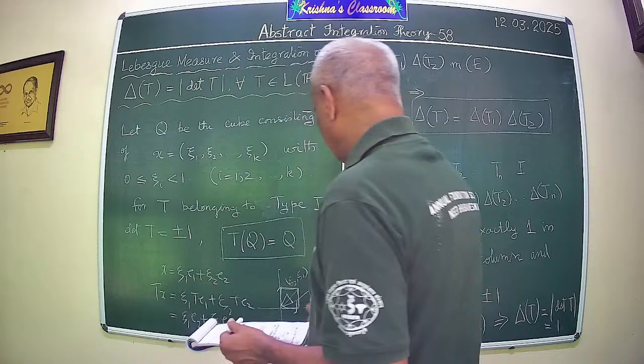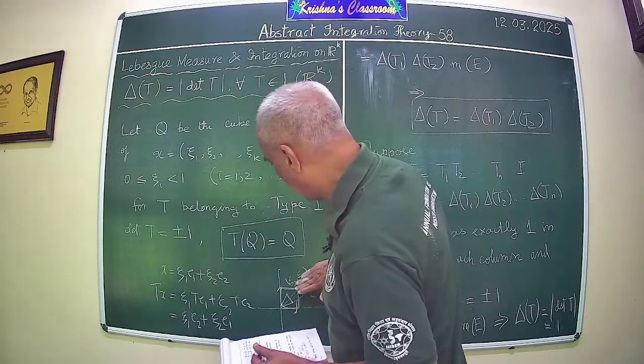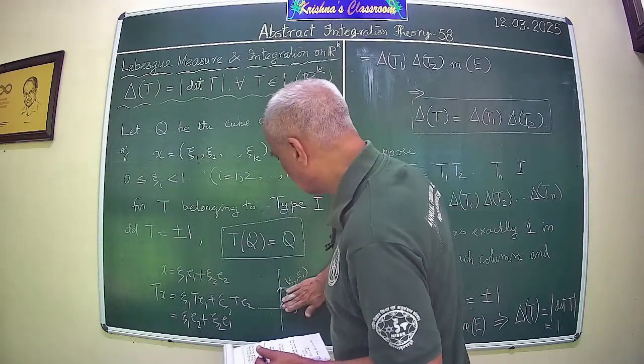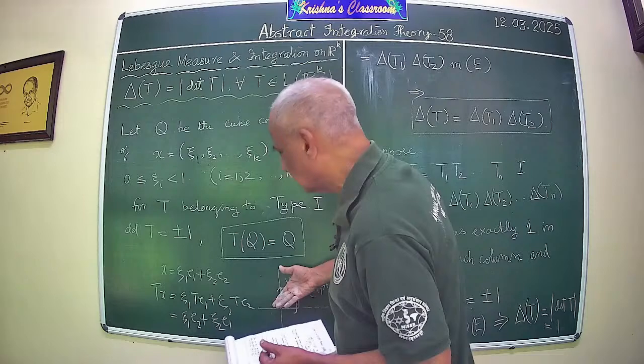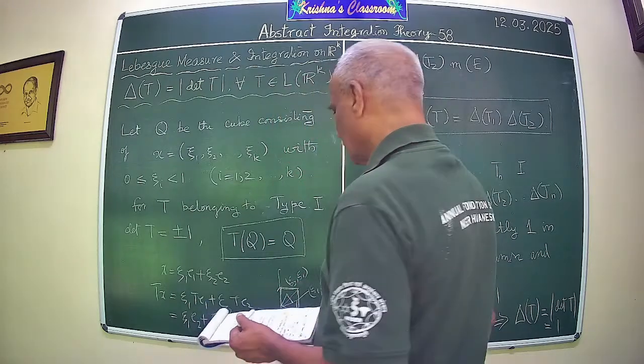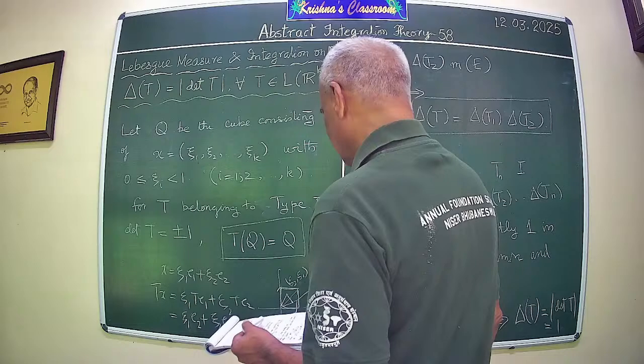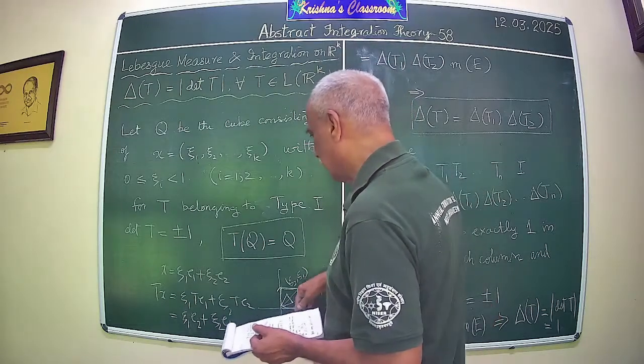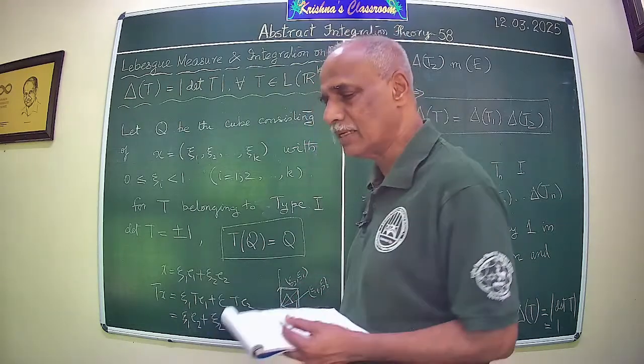And then what is the effect? The entire half, this half of the box, is mapped over to that half. So what is the effect? In turn, the measure does not change.